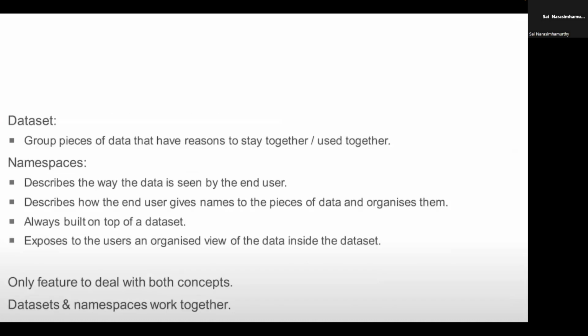So what is a data set? A data set is simply a way to group pieces of data that have reasons to stay together or be used together. And namespaces are the way the data is seen by the end users. So a namespace might be accessed by S3 POSIX interface, and it's always built on top of a data set. So in a way, it exposes to the users an organized view of the data inside the data set. And kind of within the work packages, this is the only feature which deals with these concepts.